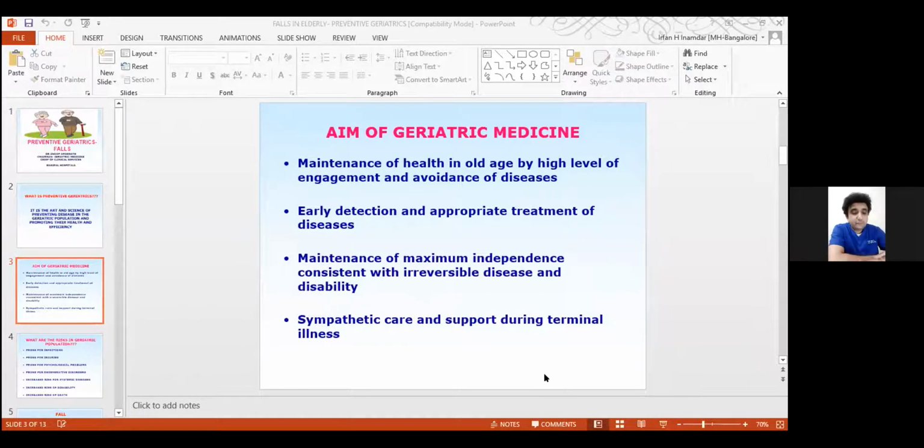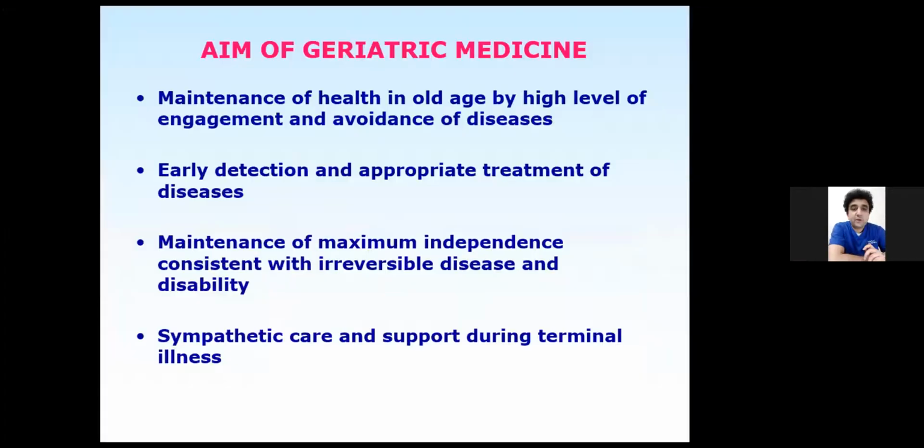If we can put it in full screen mode, I think that'll be helpful for everyone. What we look at as a part of geriatric medicine, and specifically preventive geriatrics, is, A, maintenance of health in old age by a high level of engagement and avoiding diseases, early detection and appropriate treatment of those diseases. But most importantly, rather than cure, in the elderly we look at how, to a large extent, we can keep the elderly independent and, despite the irreversible diseases that are there, try to maintain good health in them.